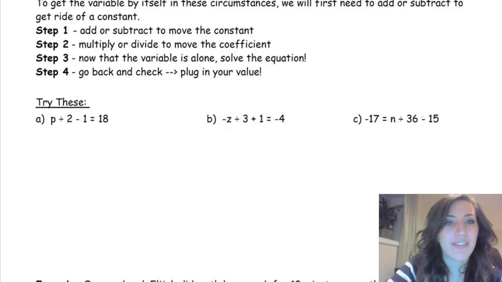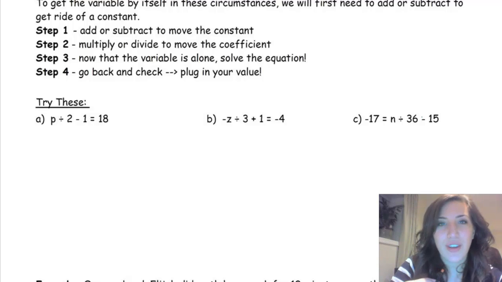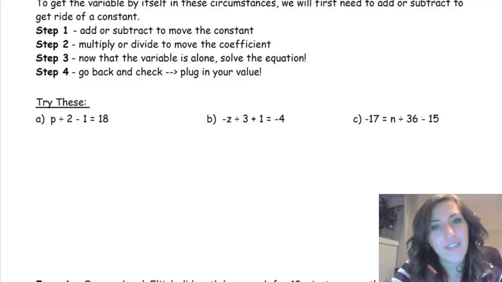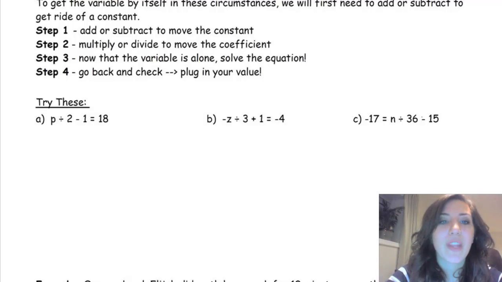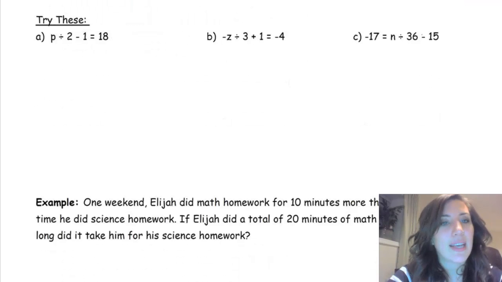So to try these kinds of examples again, first you want to add or subtract around your constant so that you can create a value of 1 or 0. Then you want to multiply or divide your coefficient so that you can get your variable by itself and then solve for that variable. So here is an example.